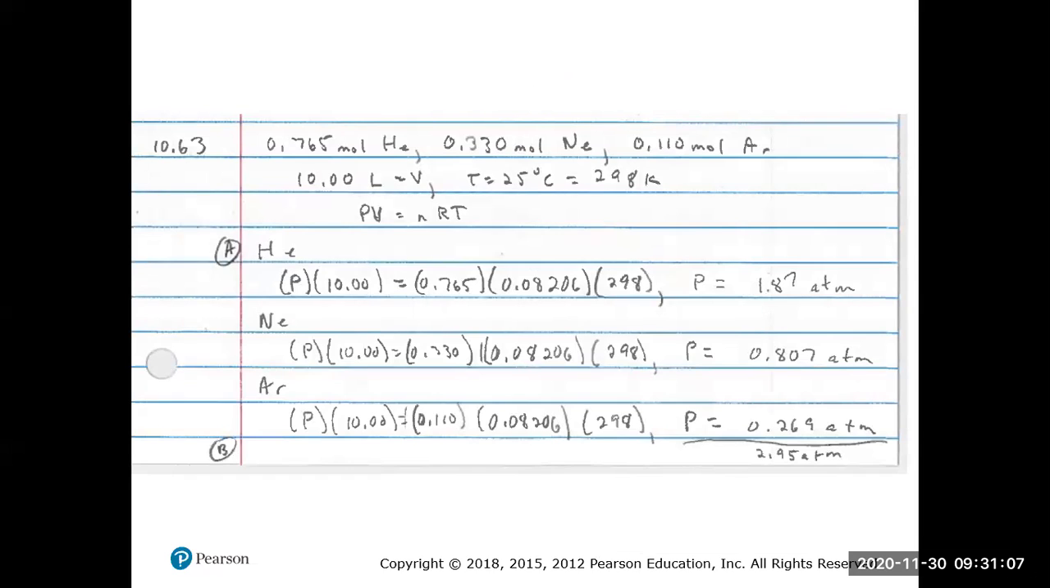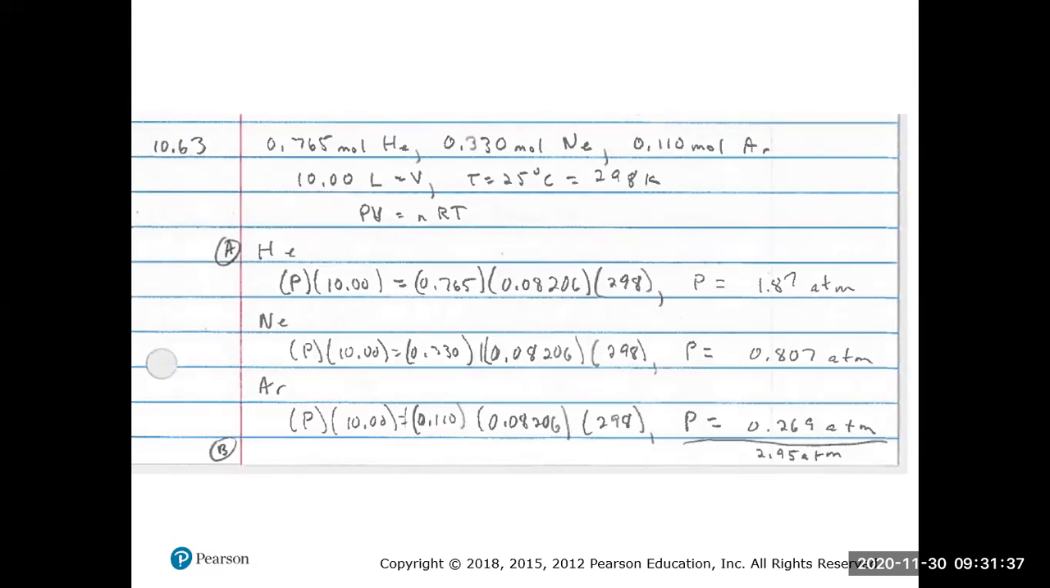So in 10.63, we're told we have a mixture containing 0.65 moles of helium, 0.330 moles of neon, and 0.110 moles of argon. And it's in a 10-liter vessel at 25 degrees C. And then we want to calculate the partial pressure of each gas and then the total pressure of the mixture.